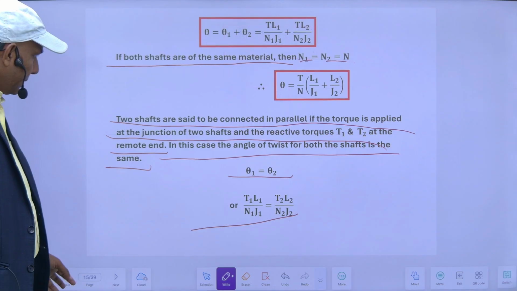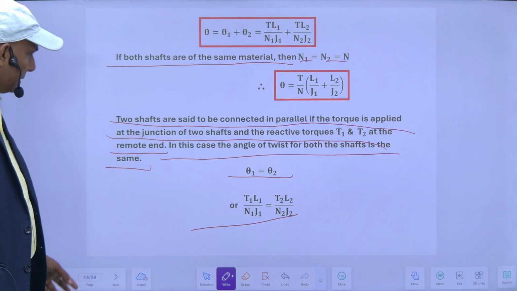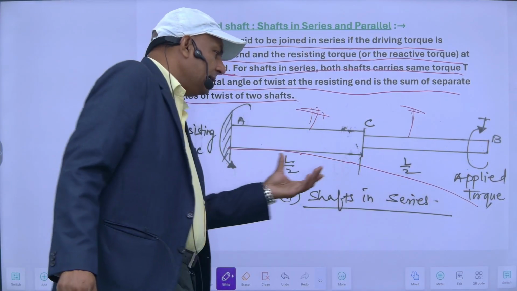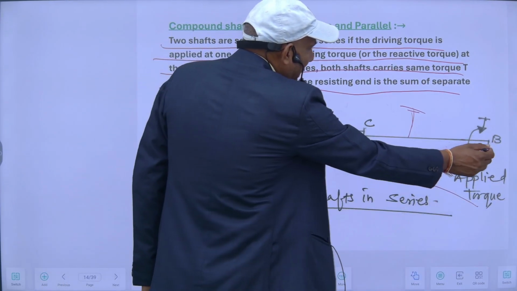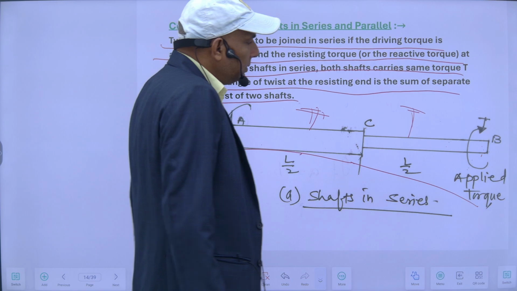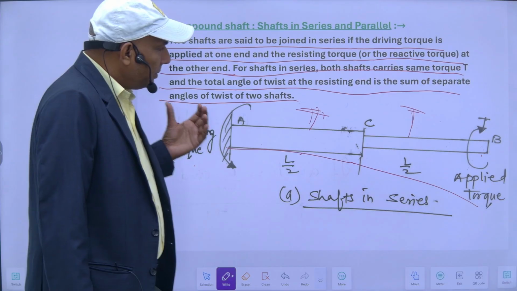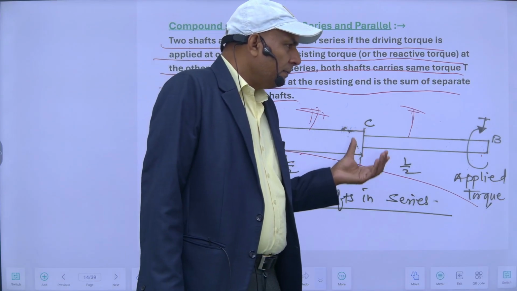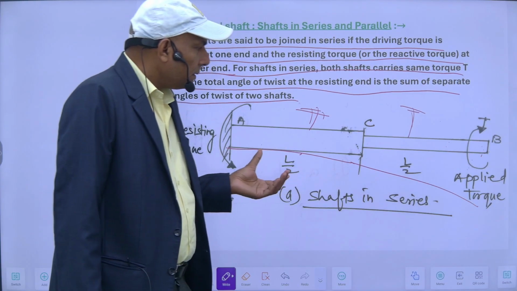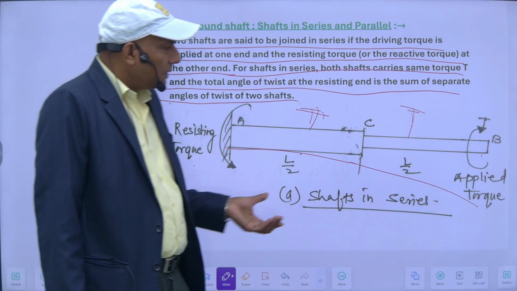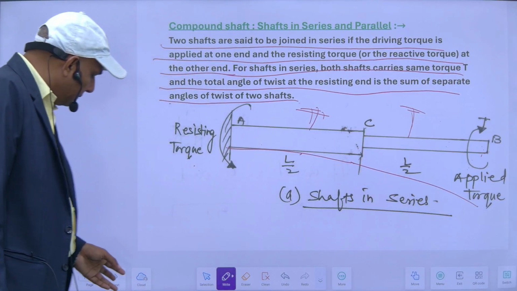So this is a case of parallel, and in shaft in series my torque is constant but my theta is varying. So I have applied torque only at this end. So this is a case of shaft in series. So the angle of twist will basically be the summation of this plus this. So here my theta is varying but my torque is constant. This is a case of series.